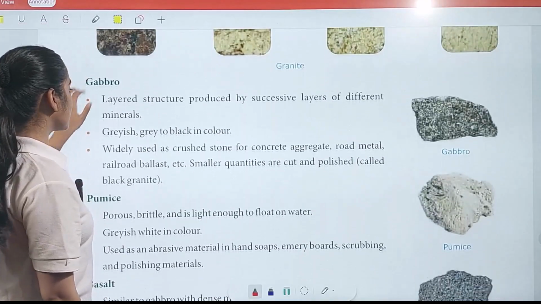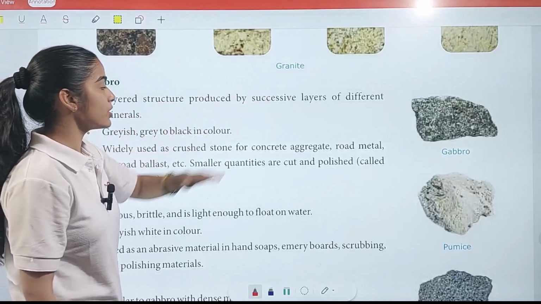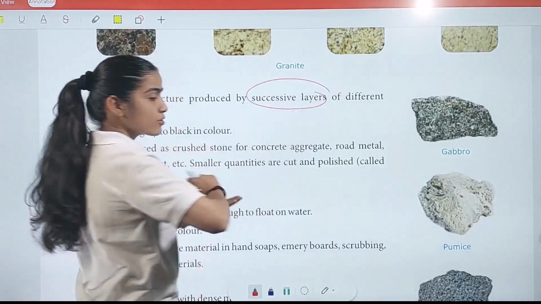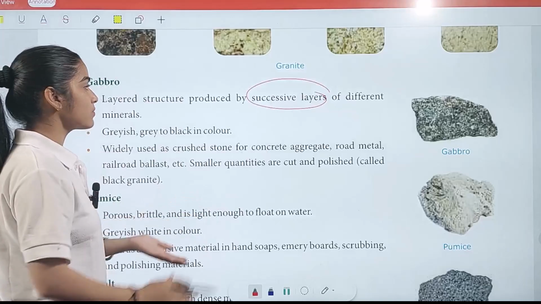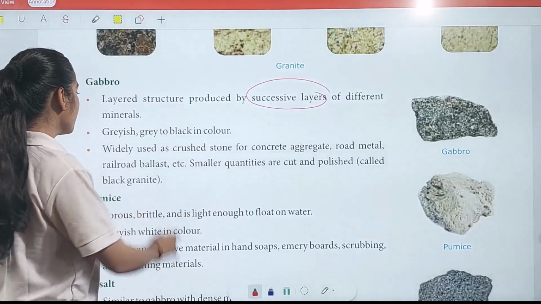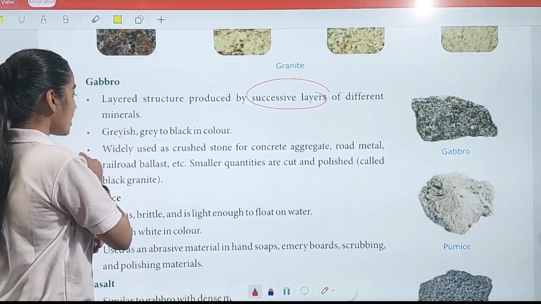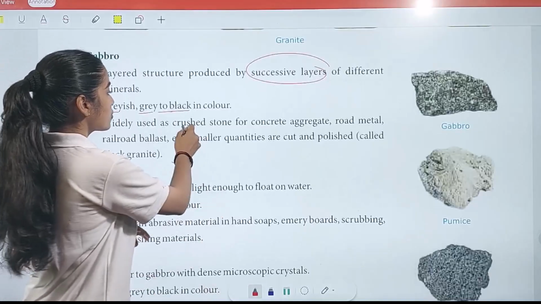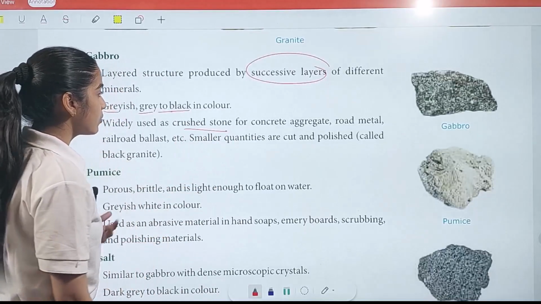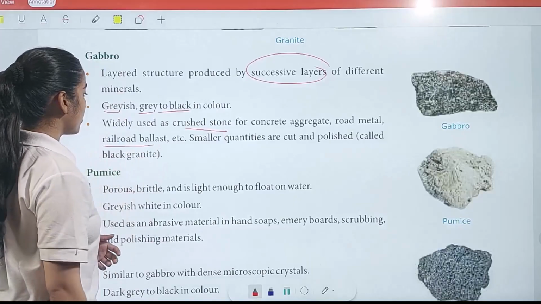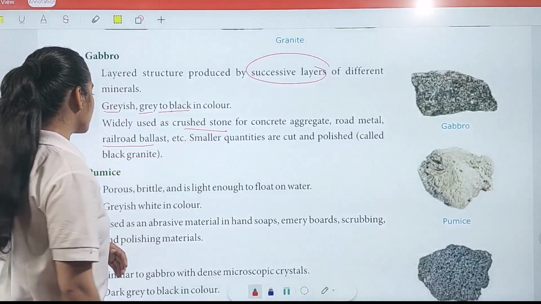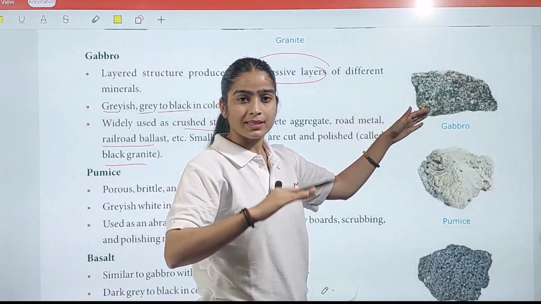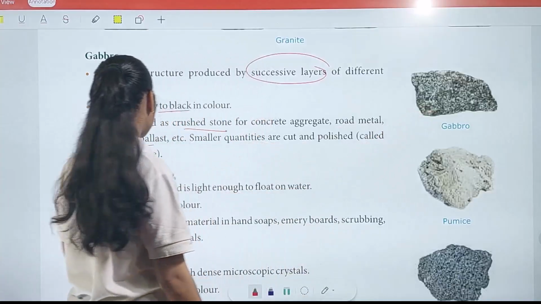Now we are going to learn about gabbro, which has layered structures produced by successive layers of different minerals. Successive layers mean layers on layers, of different minerals, and that is gabbro. Gabbro is gray to black in color. It is widely used as crushed stone for concrete aggregate, road metal, railroad ballast, etc. Smaller quantities are cut and polished, called black granite. You see this kind of rock in your rail platform. That is called gabbro.